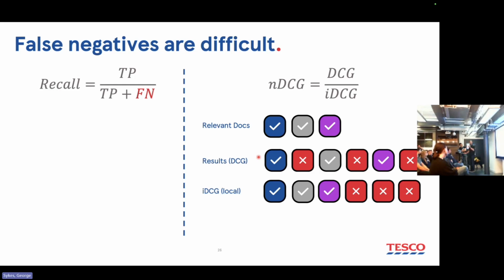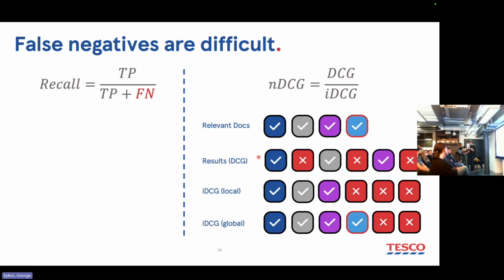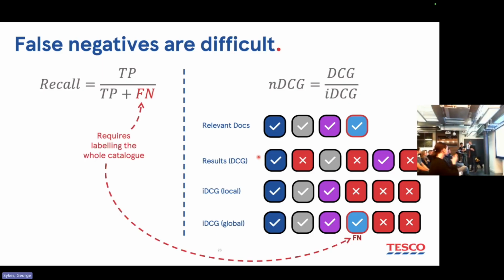So if you want to measure NDCG at a global level, you need to know about all the relevant products. So in this case, there's another relevant product in your corpus, and that global NDCG is normalized by having all those relevant products in there. And this is where the challenge comes in, because in both these cases, that requires you labeling the whole catalog. And when you've got an overly optimistic model, then it's going to push the number of relevant products that it thinks exist to a much higher number and push down those metrics.